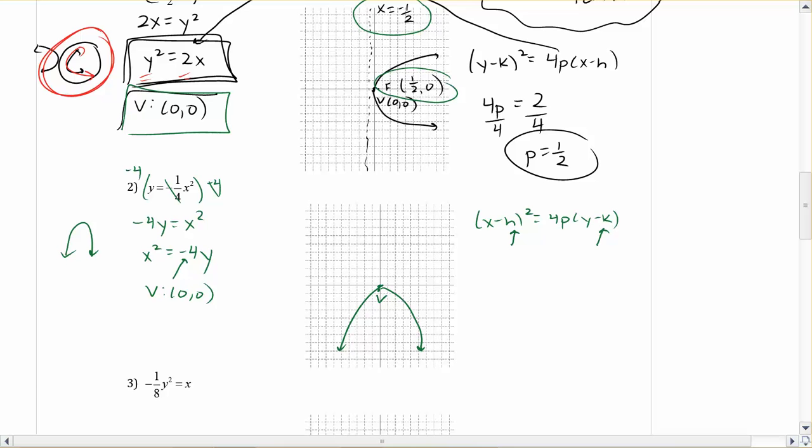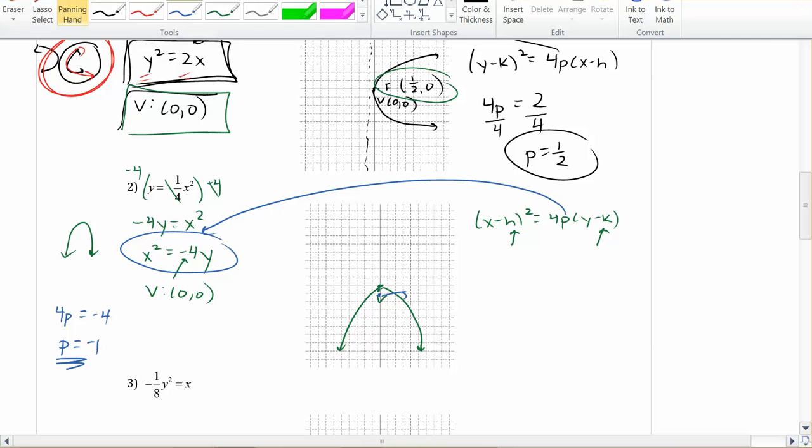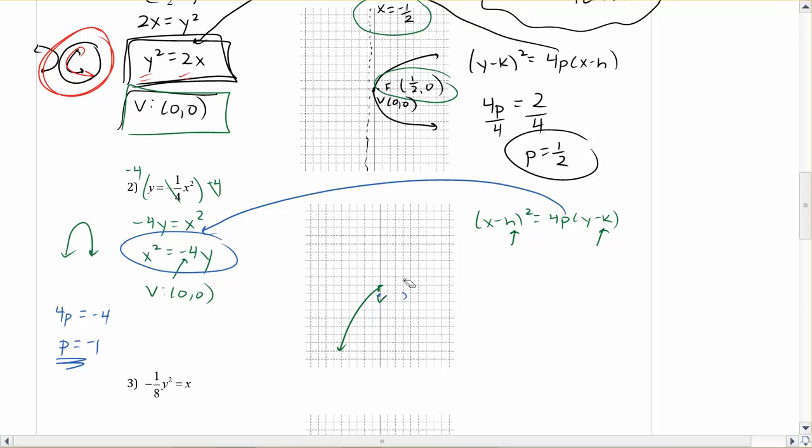The focus and the directrix are going to be determined by the p-value. Again, if I have an equation of x squared equals negative 4y, this 4 times some number gave me negative 4. So if I do 4p is equal to negative 4, well, my p has to be equal to negative 1. And that's super helpful because that's telling me my p-value is negative 1, meaning the distance from the vertex to the focus.